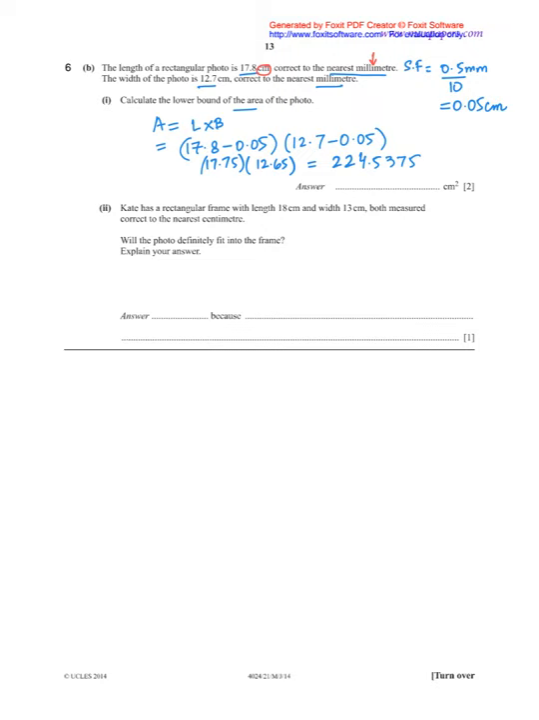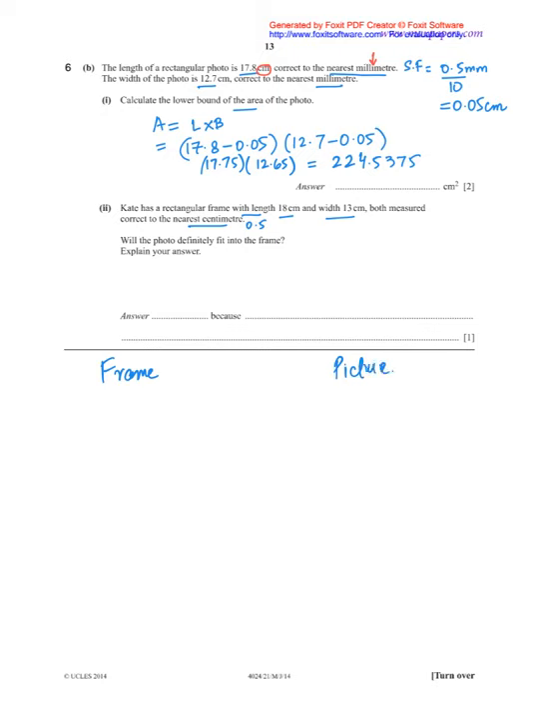After that it says Kate has a rectangular frame with length 18 centimeter and width 13 centimeter, both measured correct to the nearest centimeter. So the scale factor we have is 0.5. Will the photo definitely fit into the frame? Explain your answer. So to identify whether the frame is sufficient for the picture, I will make two columns, one for the frame and one for the picture, right?